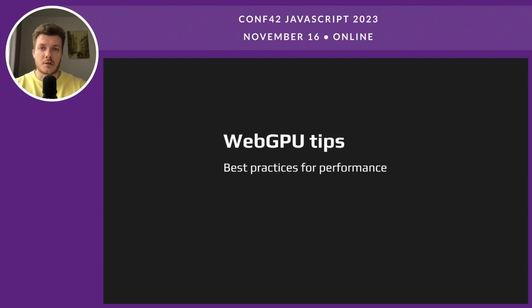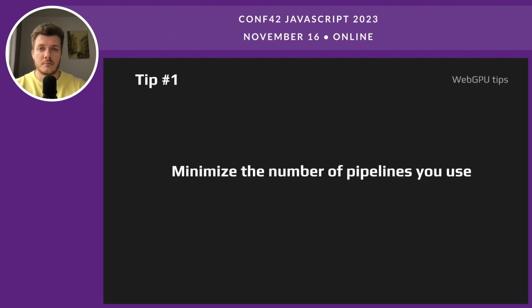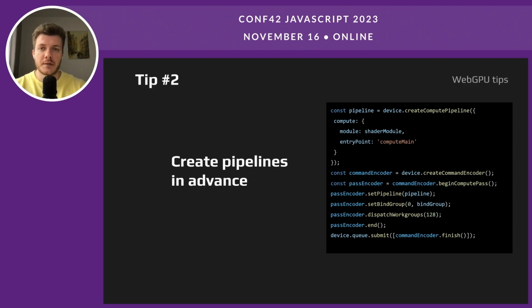Now let's discuss some tips and tricks of working with WebGPU. First of all, of course, minimize the number of pipelines you use. The more pipelines you use, the more state switching you have, and the less performance you get. It may not be trivial, depending on where your assets come from. Creating a pipeline and then immediately using it works, but don't do it.